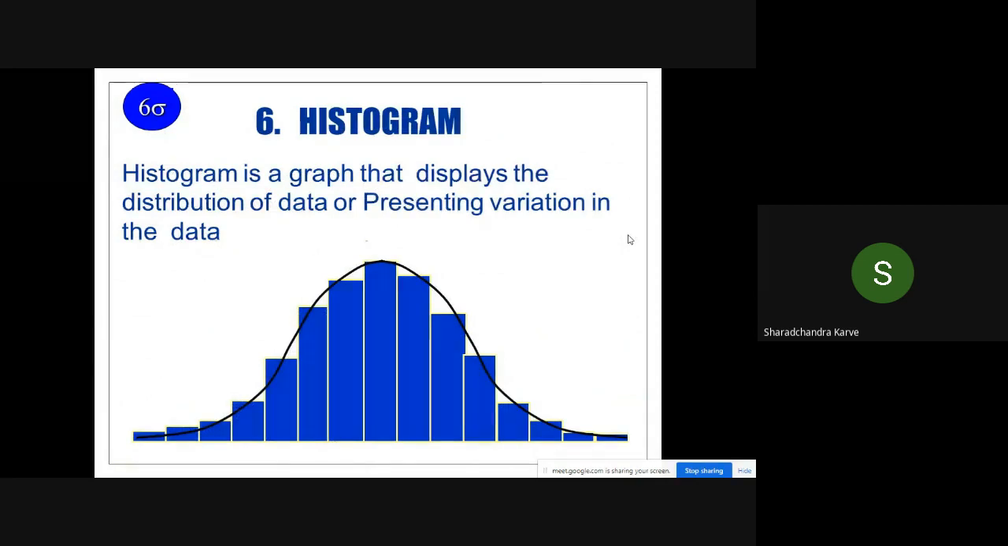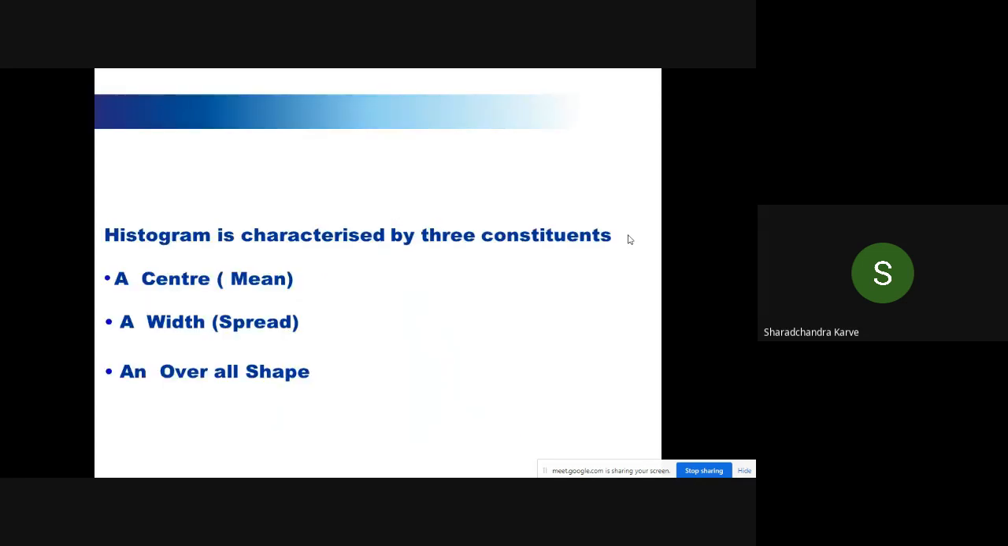Okay, the next is histogram. So what is a histogram? It is basically a presentation of variation in data. The whole of statistics starts with the distribution of the data. So it is a simple bar graph which is called a histogram. Next slide. So what does a histogram tell us?